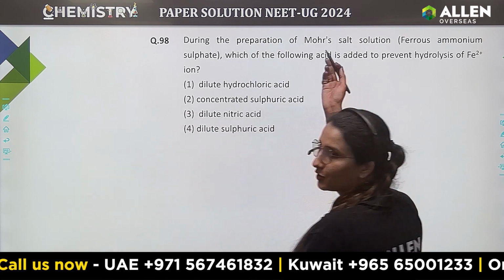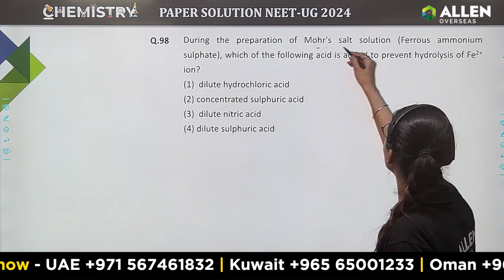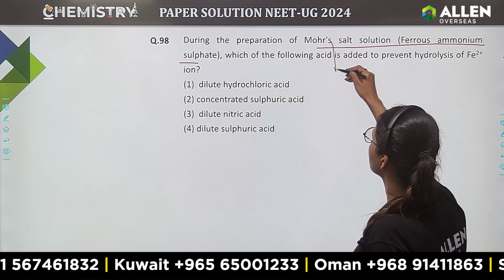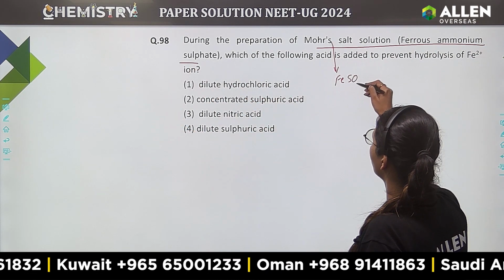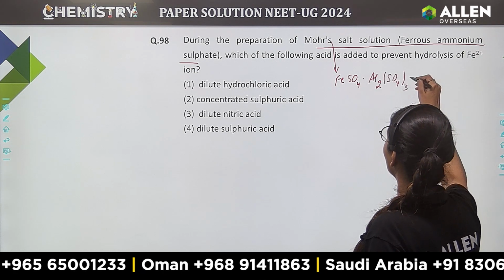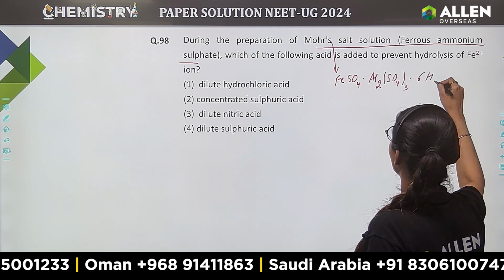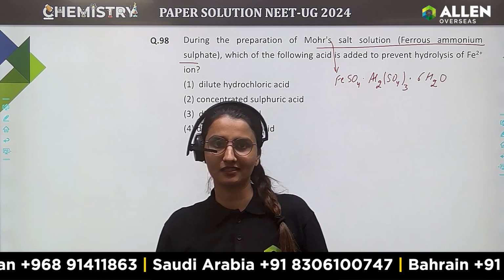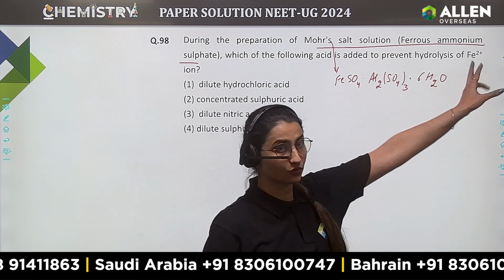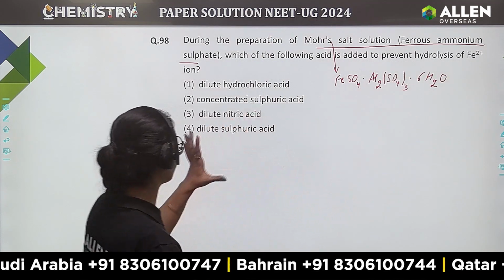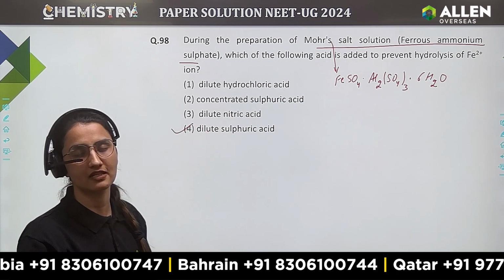So again, theoretical question. What is Mohr salt, students? Ferrous ammonium sulfate. This is the formula of Mohr salt: FeSO4·Al2(SO4)3·6H2O. To prevent hydrolysis of Fe²⁺, so that it does not change into Fe³⁺, does not become ferric, we add some amount of dilute sulfuric acid.